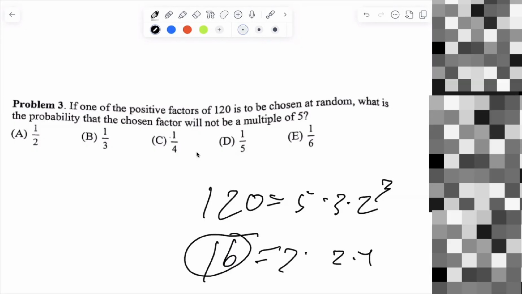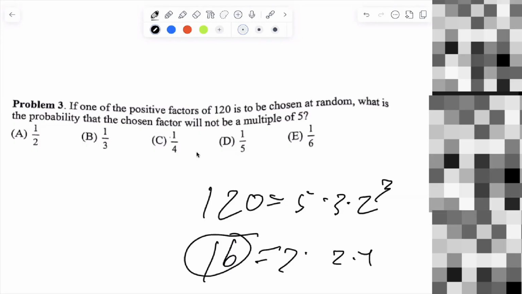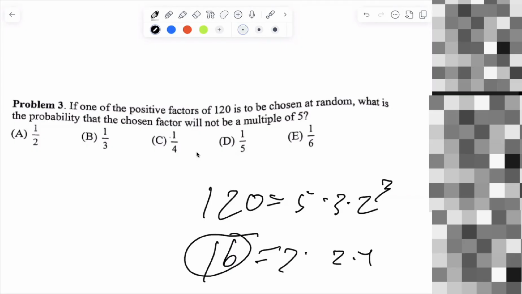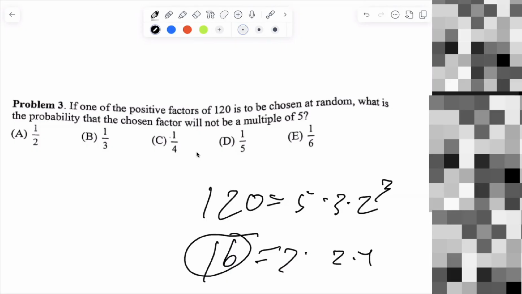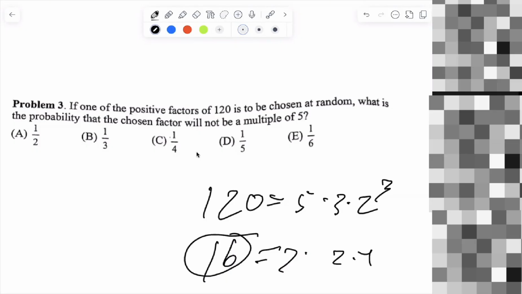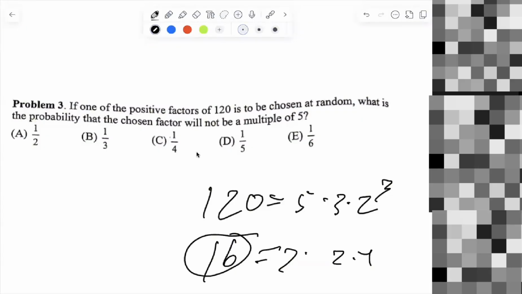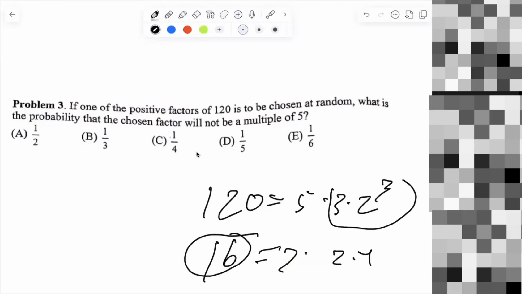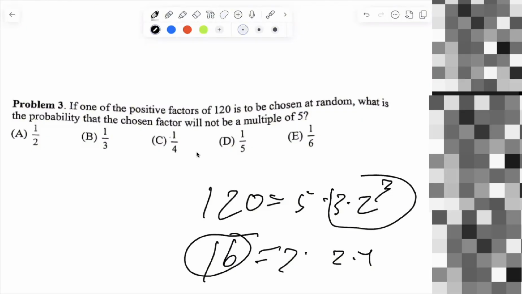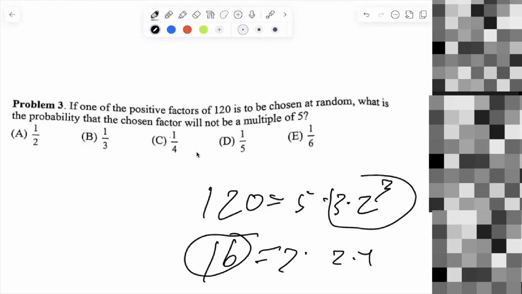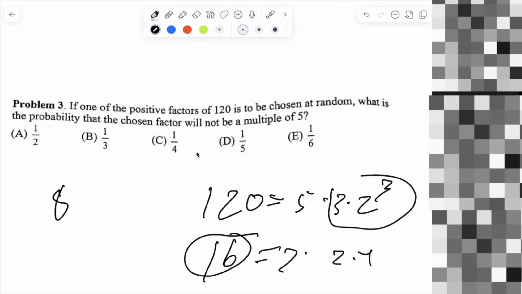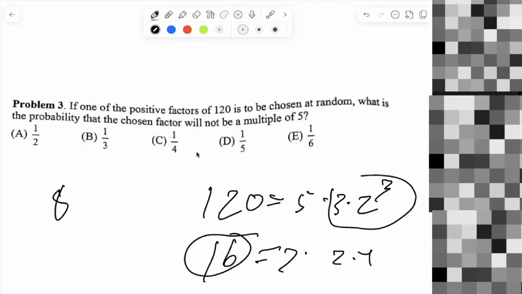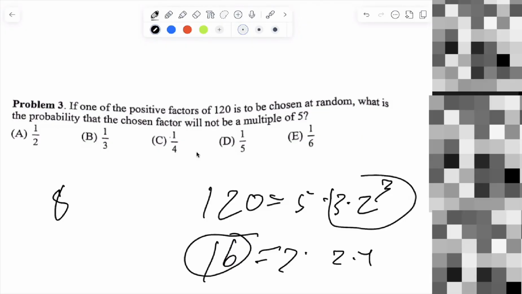So there's 16 factors. Well, how many are multiples of 5? You can divide by 5: we can do 120 divided by 5 to find the number of factors by finding the factors of that number when divided by 5. Or it's 3 times 2 cubed. Doing it gives you 8 factors that are a multiple of 5. Why is that?